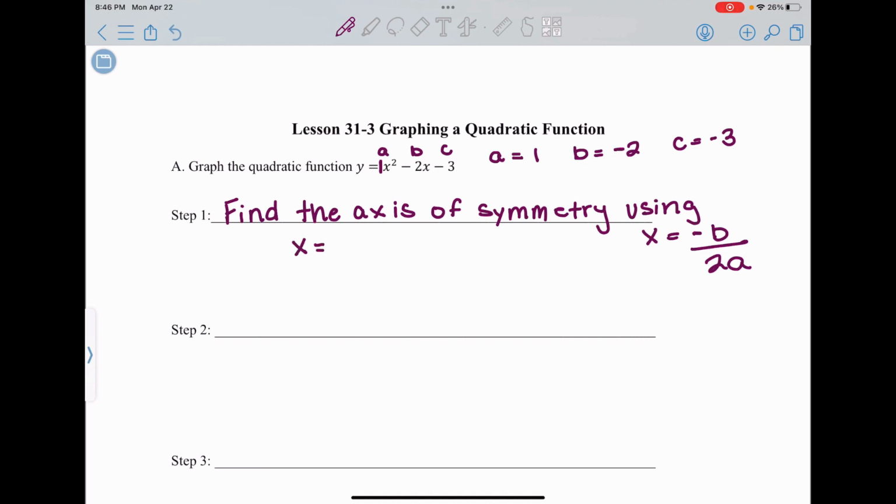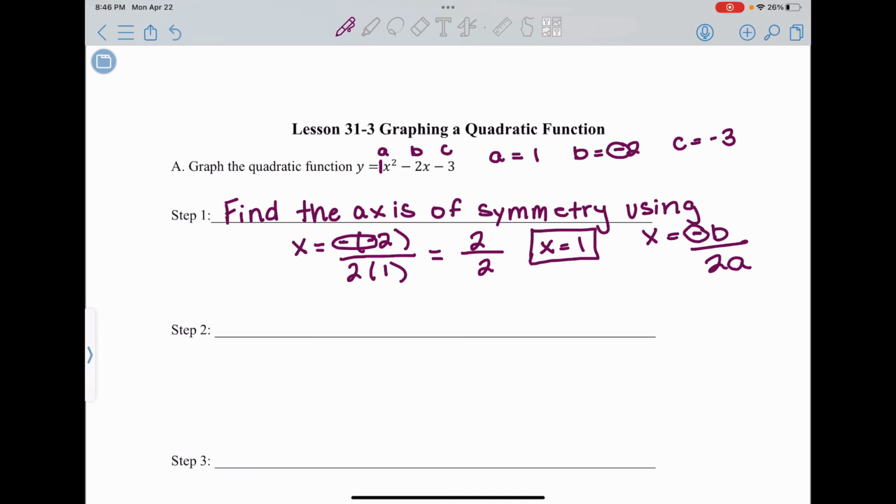I have x equals negative b, which is negative 2. So please be careful. One negative is part of the equation, and the other comes from my b value being negative. Divided by 2 times a, which is 1. When there are two negatives next to each other, the value turns positive, and 2 times 1 is 2. 2 divided by 2 is 1, and so my axis of symmetry is the line x equals 1.